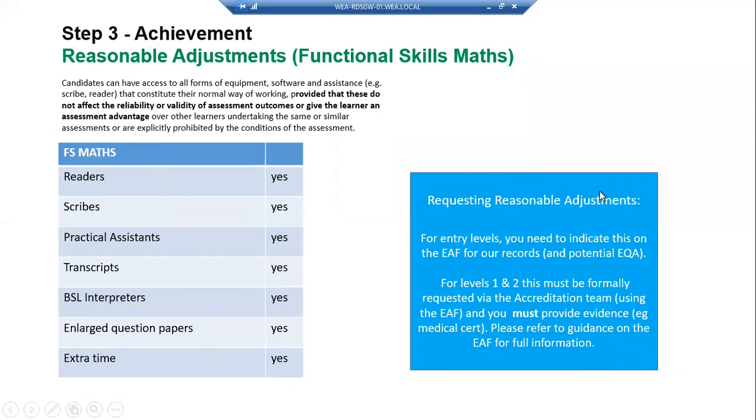I've put this blue box on here just about requesting reasonable adjustments. There are links within the EAF which will take you to these full lists as well. And for levels 1 and 2, you have to formally request via the accreditation team using the EAF. So you're going to need to provide evidence, medical certificates or whatever evidence is required for that particular adjustment. So be prepared for that and get tutors to be thinking about that early on in the course if they think a learner's going to need additional adjustments.